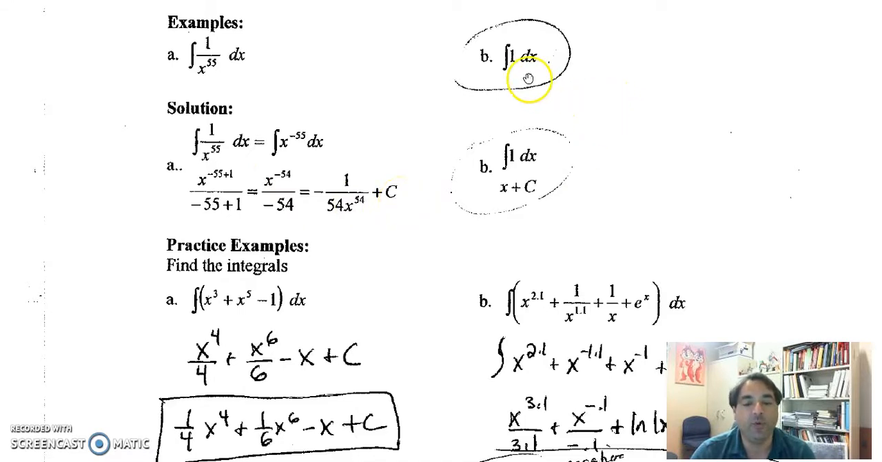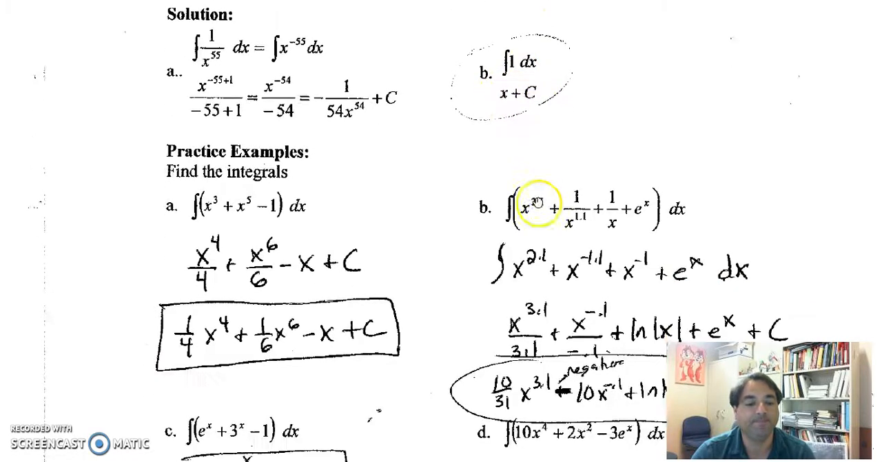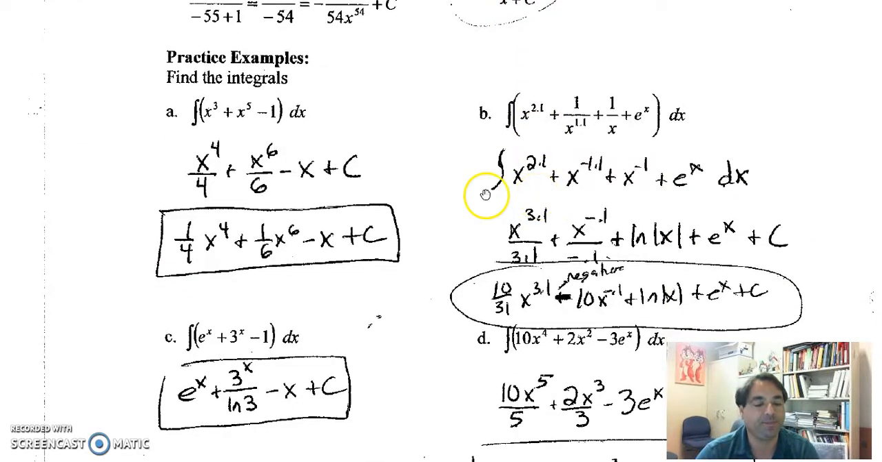And like we talked about before, the integral of 1 with respect to x, that's like an x to the 0 there. So the 1 stays. Add 1, so 0 plus 1 is 1. Divided by 1, x to the first over 1 is x. So 1x plus c. Okay, so let's do some examples.